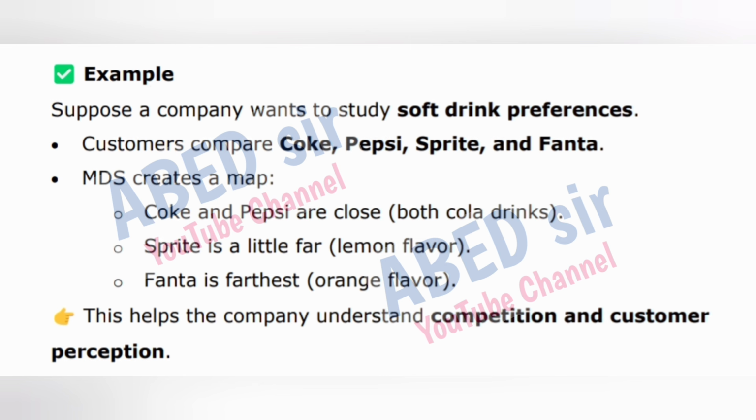Example. Suppose a company wants to study soft drink preferences. Customers compare Coke, Pepsi, Sprite, and Fanta. MDS creates a map. Coke and Pepsi are close, both cola drinks. Sprite is a little far, lemon flavor. Fanta is farthest, orange flavor. This helps the company understand competition and customer perception.